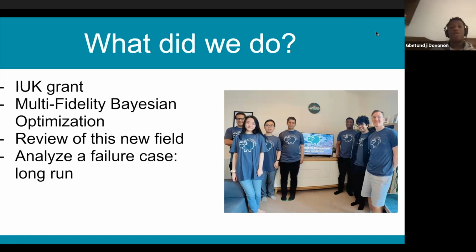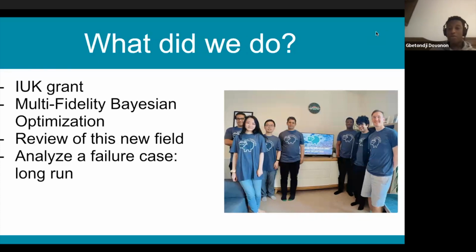As part of this project, I was working on multi-fidelity Bayesian optimization, right? I started by doing a review of this new field because unlike Bayesian optimization that's been there for quite some time and is well studied, multi-fidelity Bayesian optimization as a subfield is not really that clearly defined. There's not much work done on it, and there's not even any reviews or surveys of the field that can serve as a reference point for people starting in the field.